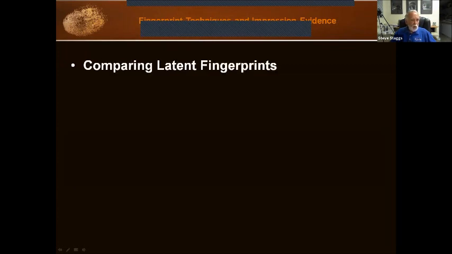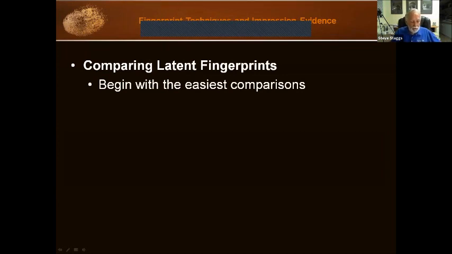So how does this all work when we're comparing fingerprints? First of all, when you are comparing fingerprints, the recommendation is to begin with the easiest comparisons. So compare the latent fingerprints that are the clearest with an abundance of points or where the location is apparent. Get those, if any, out of the way first.